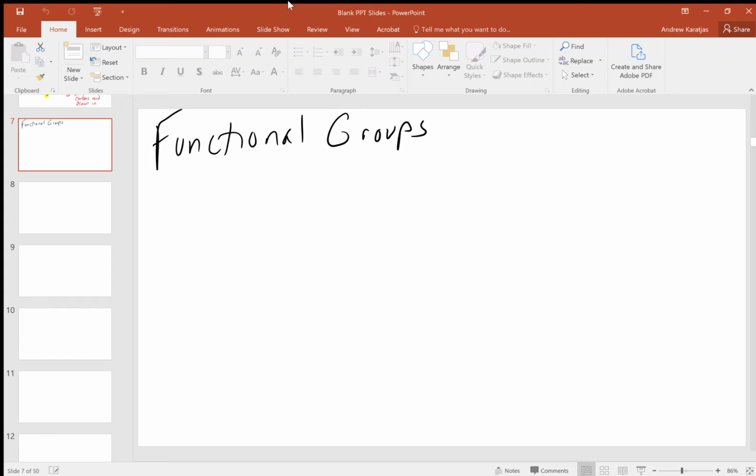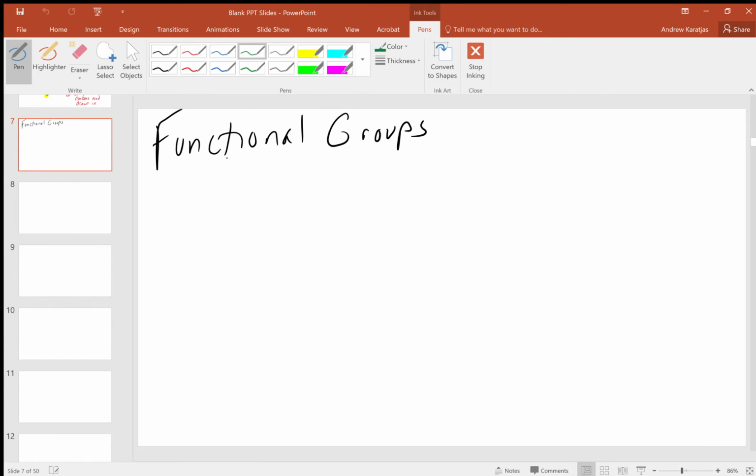So now we're going to get into functional groups. Functional groups are a way that we classify organic molecules. And specifically, these look at certain structural features contained within a molecule. So we say that they're structural features that allow us to classify molecules.